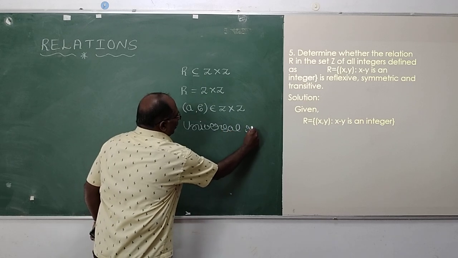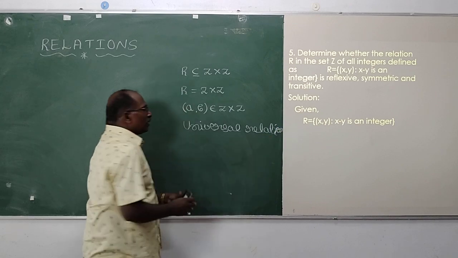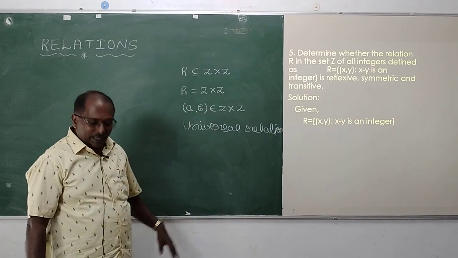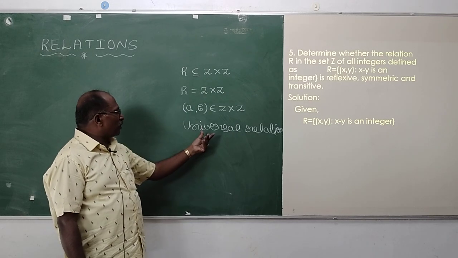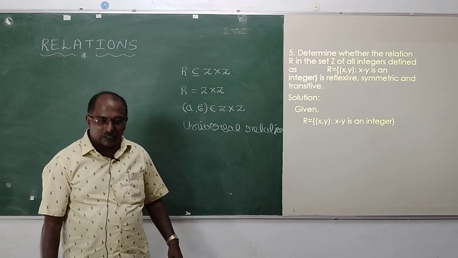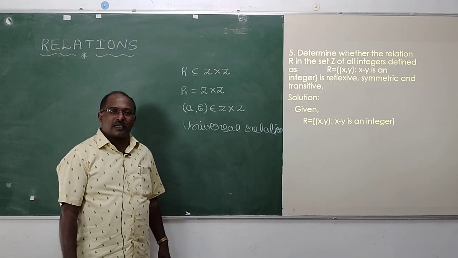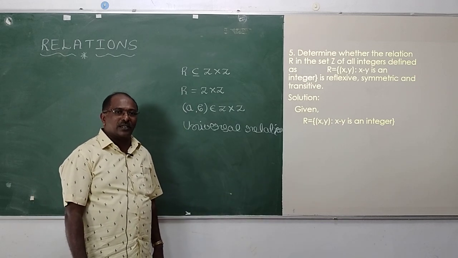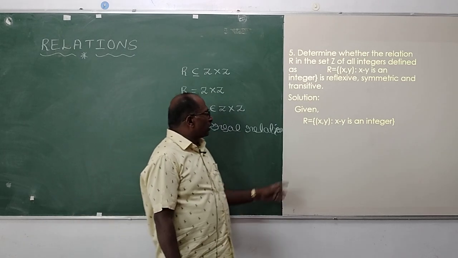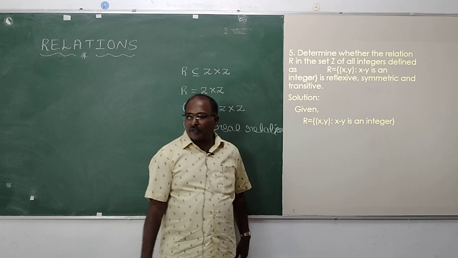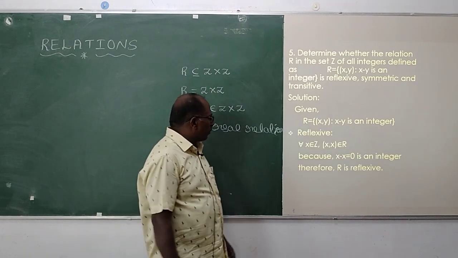Universal relation. Again I repeat, when the relation R is an improper subset of A cross A, that relation is called a universal relation. Students, a universal relation is always an equivalence relation. It is reflexive, symmetric and also transitive. Now, let us determine whether R is reflexive or not reflexive.